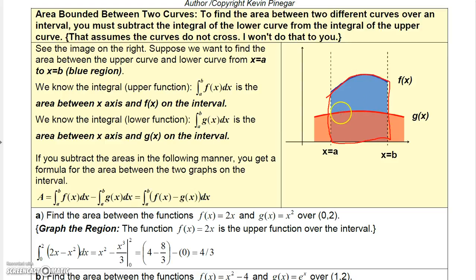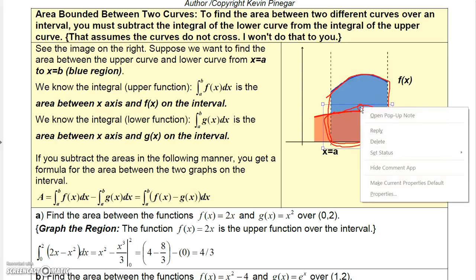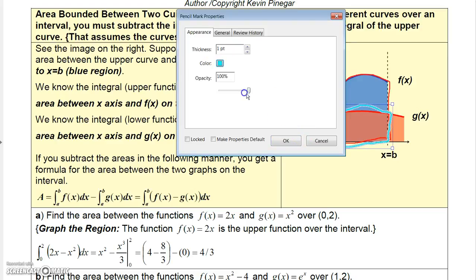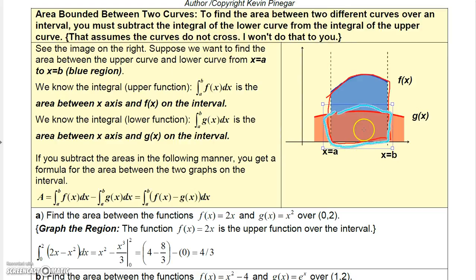Now then, if I integrate g of x, it's going to give me this region right here. Okay, so let me change that color. So that'll give me that region. If you take that region and subtract it from this region, you're going to be left with the blue region right here. And that's what we wanted to get.